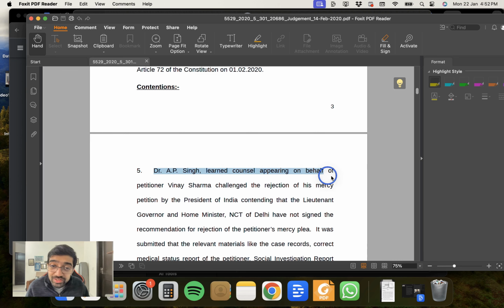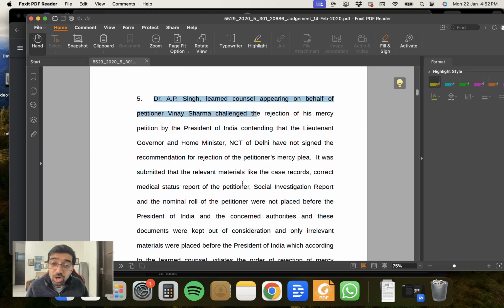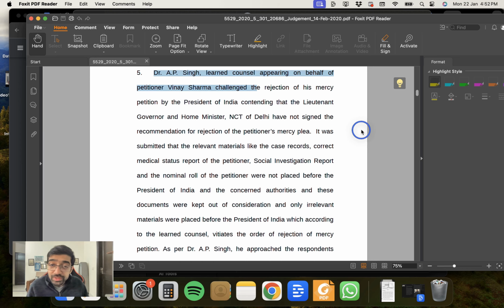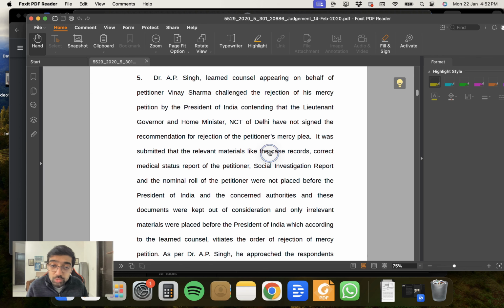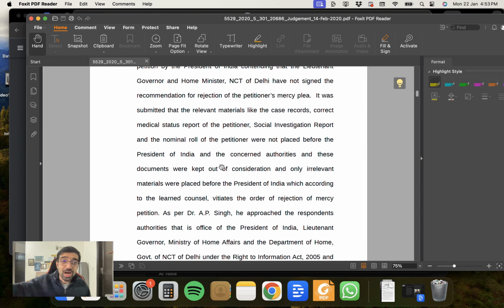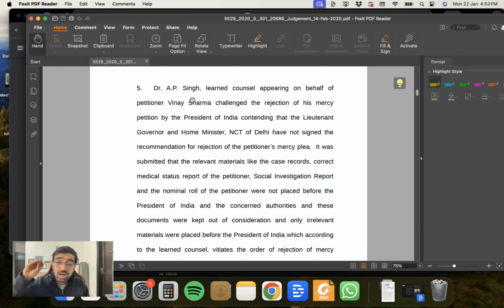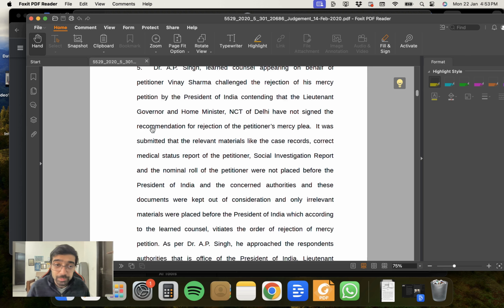Dr. A.P. Singh, learned counsel appearing on behalf of the petitioner, challenged the petition, and it was submitted that the relevant materials were not furnished. Now you just mark it. It is the counsel for the petitioner or appellant, so we'll mark it as A, for appellant's argument.